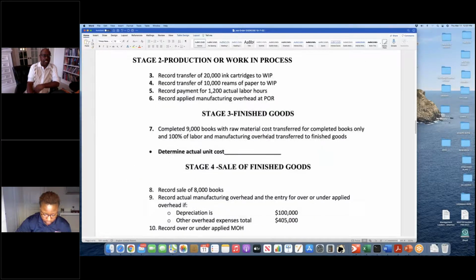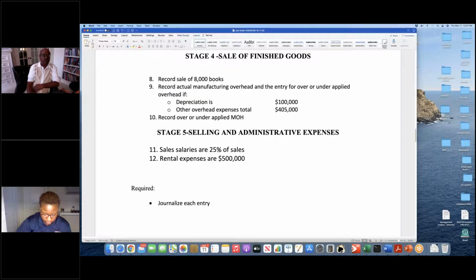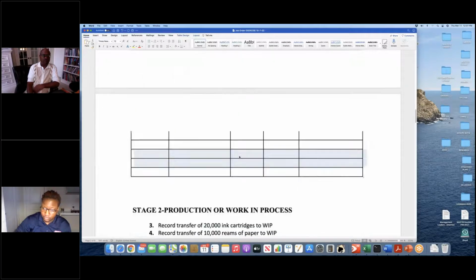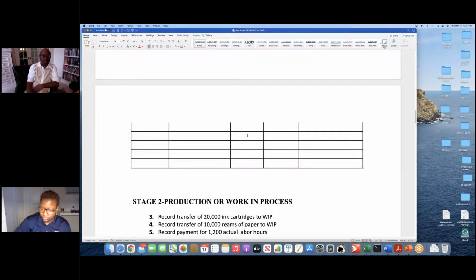So it says selling expenses of what? 25% of sales, which was 3,120,000. Okay, so we got 3 million. What stage are we in now? So stage 5. That'll be 780,000.